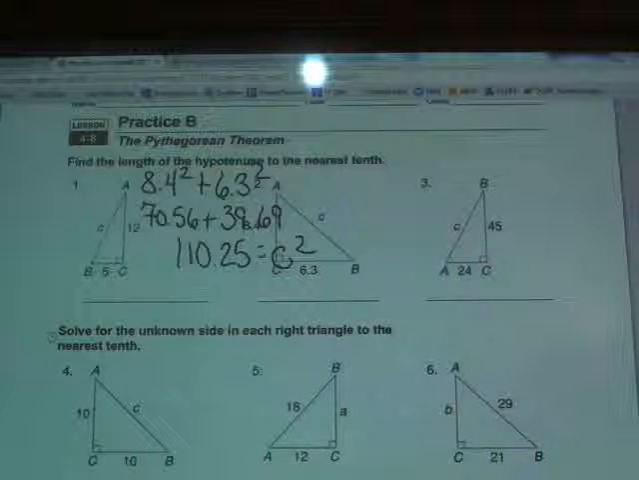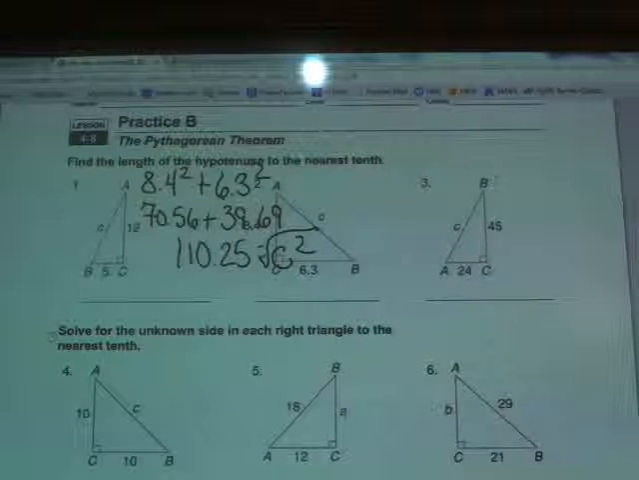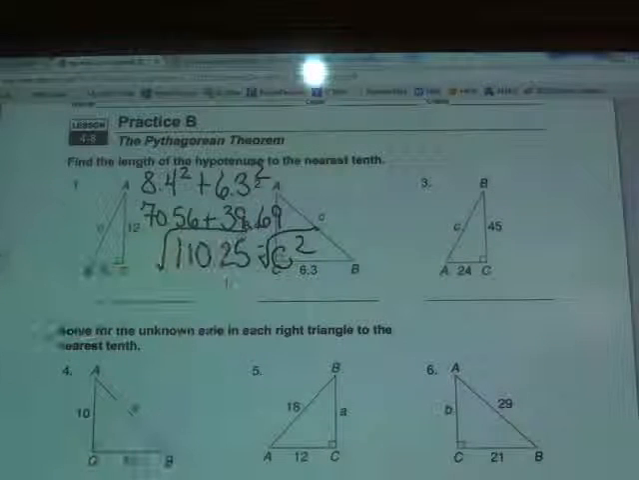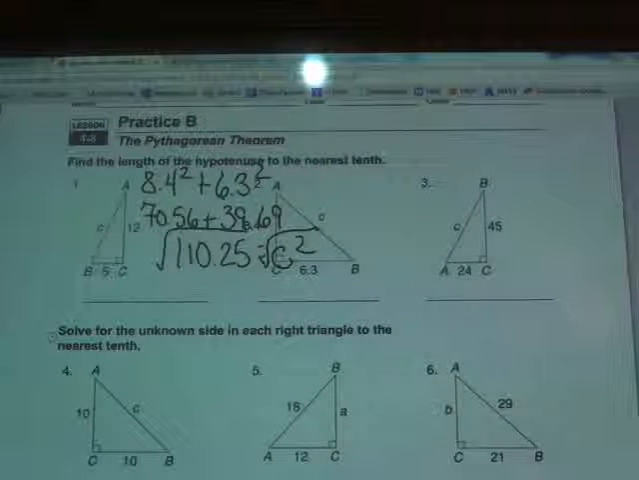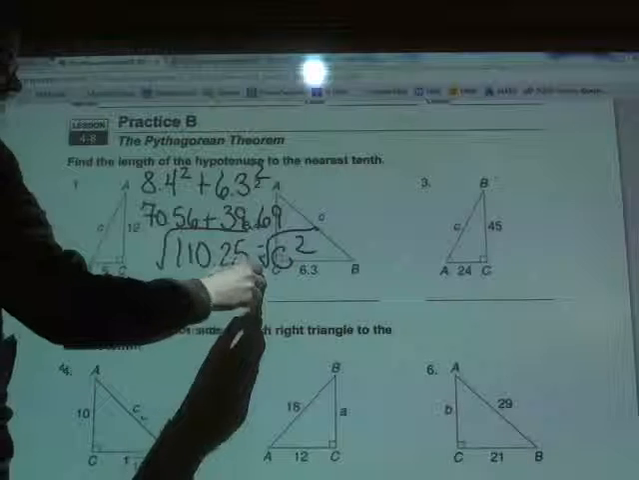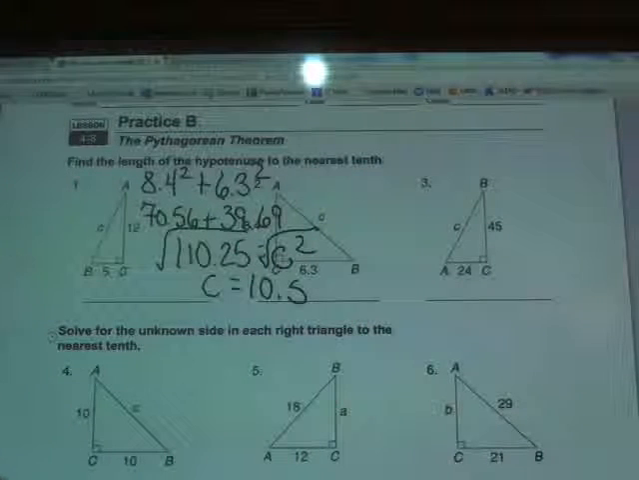Well, remember, squares and square roots are opposites of each other, which is what this chapter has been about. So to get from C squared back to C, I'm going to take the square root. And of course, because I'm manipulating an equation, if I do it to that side, I have to do the same thing to the other side of the equation. So when I take the square root of 110.25, the result is 10.5. So C, this hypotenuse in question number 2, must measure 10.5 units.